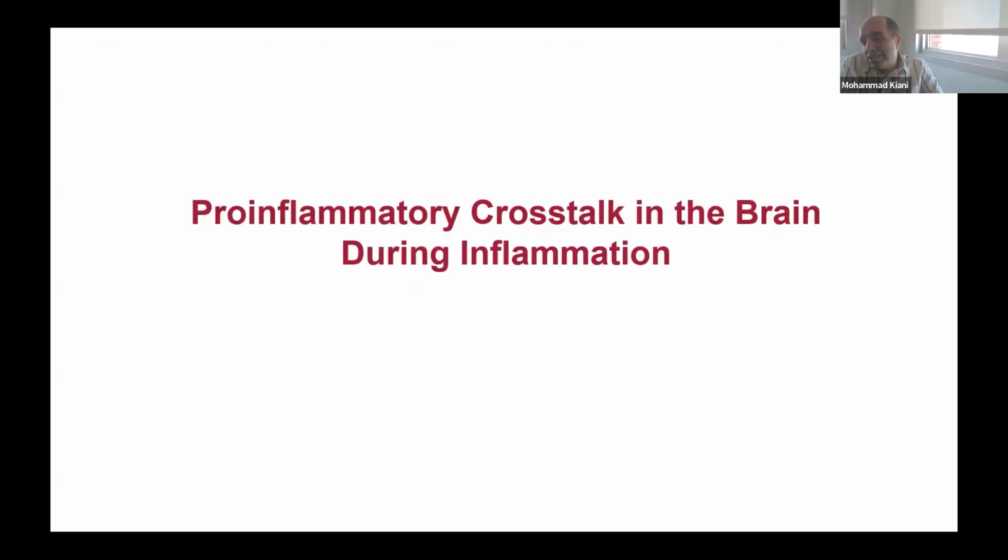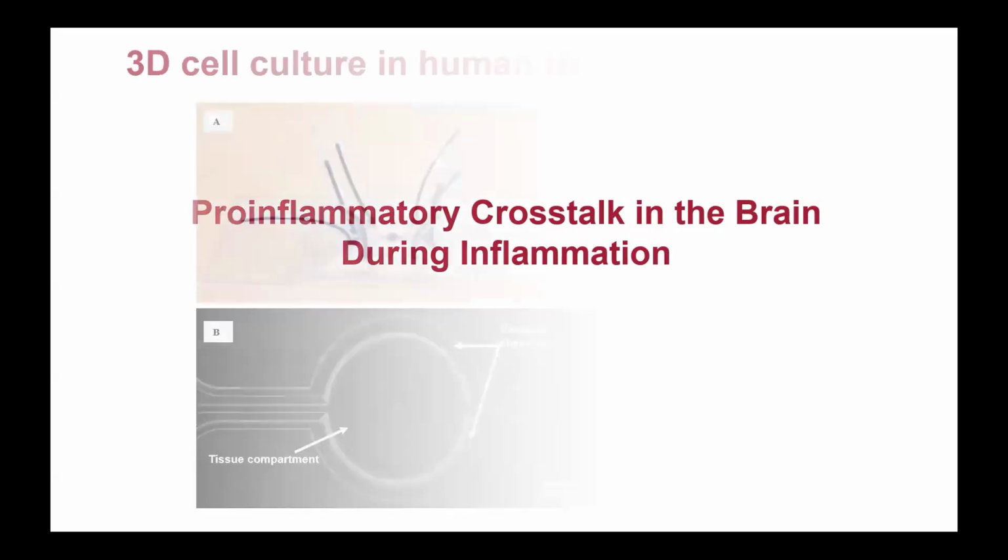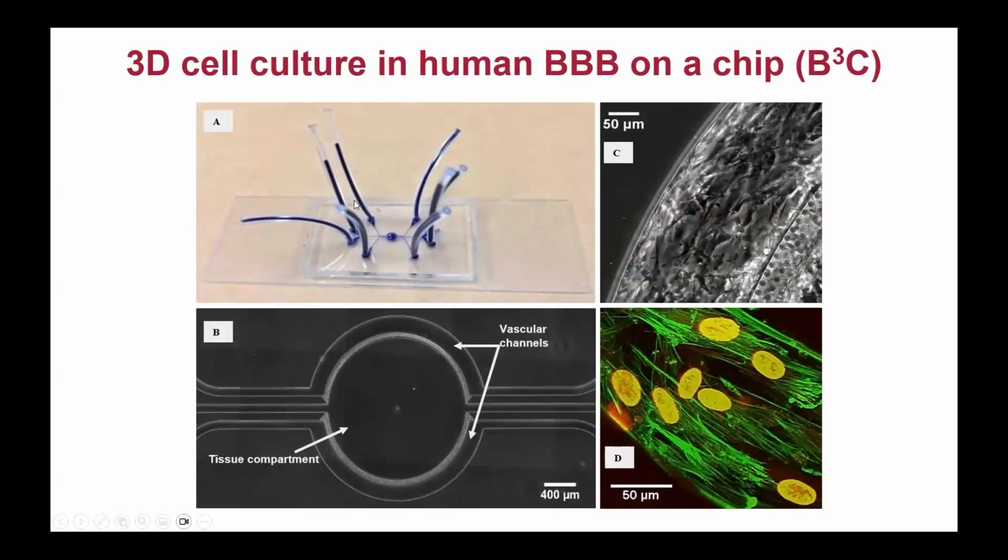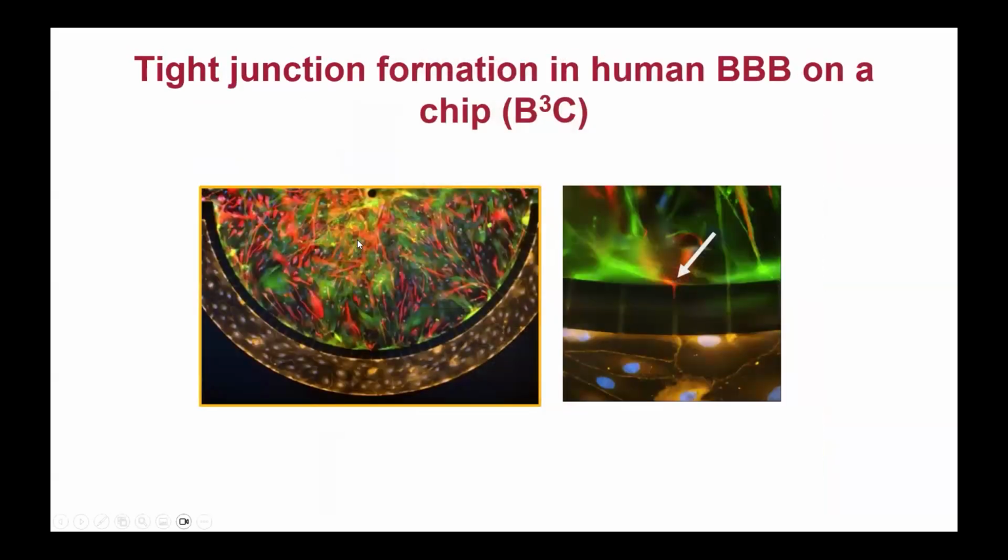We can also look at another version of this. We can look at brain during inflammation. This is a brain model of our system where we can grow primary microvascular human brain endothelial cells. And then in the tissue compartment, we can put astrocytes and pericytes. So this is a multi-culture system. You can see the astrocytes forming end feet with endothelial cells, which is what you would see in an animal model. So we can reproduce that phenomenon here.